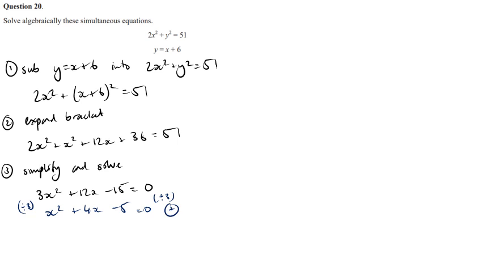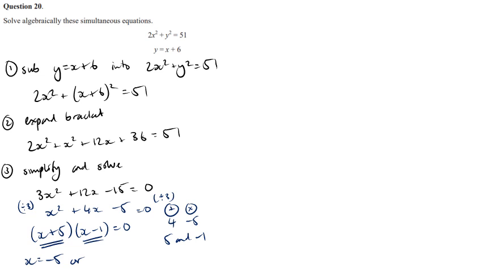So we just need a pair of numbers which are going to add to 4 and multiply to -5. And 5 and -1 do the job. So we've got (x plus 5) in our first bracket, (x minus 1) in our second, is equal to 0. So to solve it, we've got to work out which value of x would make this equal to 0, which would be -5, and what value of x would make this equal to 0, which would be 1.